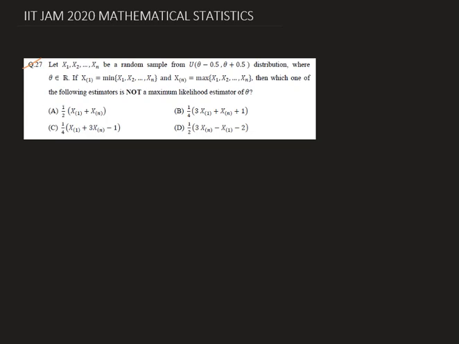We are given a random sample of size n from uniform theta minus 0.5 to theta plus 0.5 distribution, where theta is a real number, and x order 1 and x order n are defined as minimum of x1, x2, ..., xn and maximum of x1, x2, ..., xn respectively. Then which one of the following estimators is not a maximum likelihood estimator of theta? Okay, so let's try to solve this.